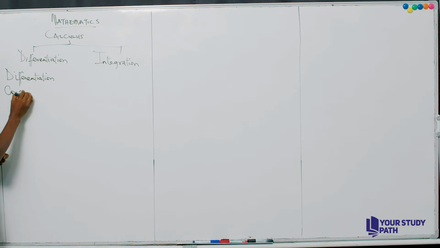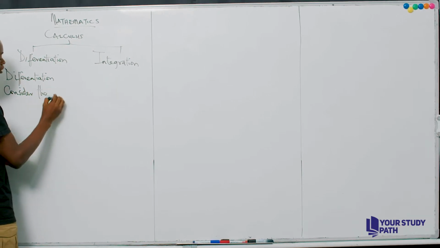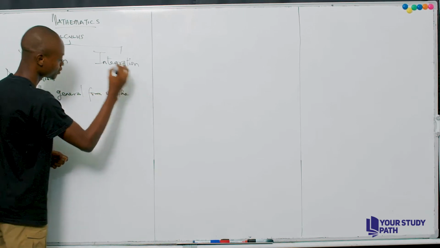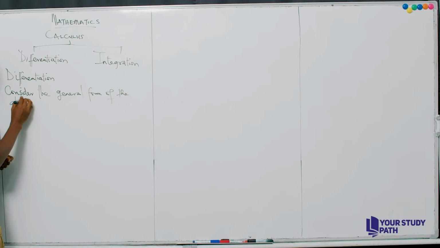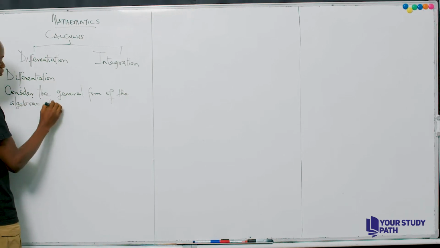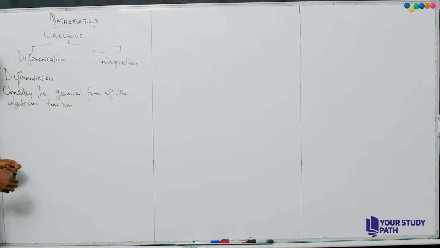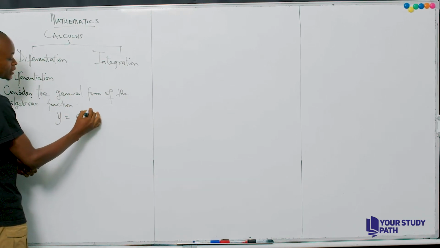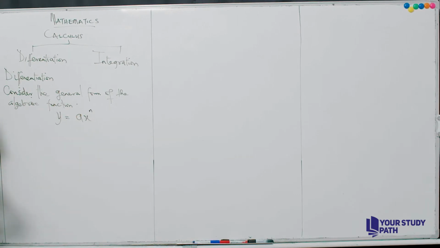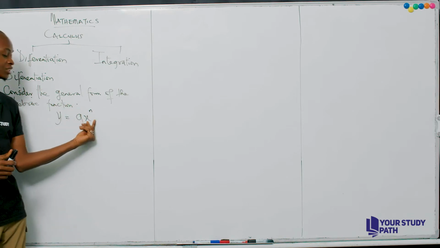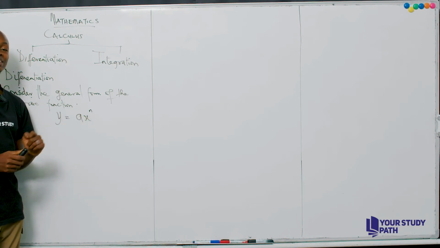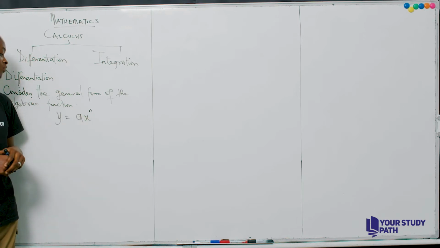First off, let us consider the general form of the algebraic function. The general form is what we refer to as y is equal to ax raised to power n. Y is equal to ax raised to power n. We can identify this a as the coefficient of this indices x raised to power n, where this x is the base of the indices and n is the power of the indices. We have looked at these terms before.